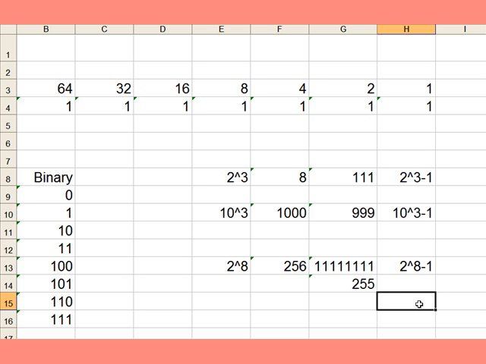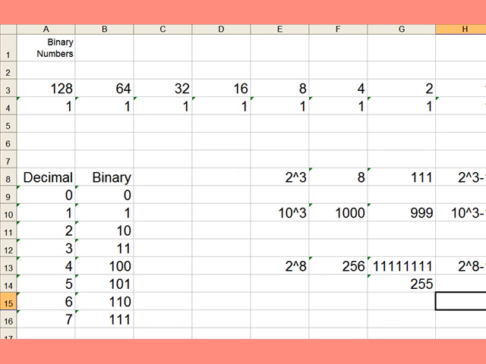So now we have a way of saying what is the largest value we can represent in a certain number of bits. And this is the important one because bits come in bytes, 8 at a time, and you can represent the range of values 0 through 255 in one byte, and that's 256 different values.